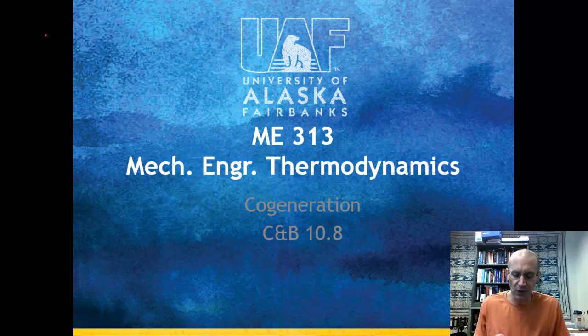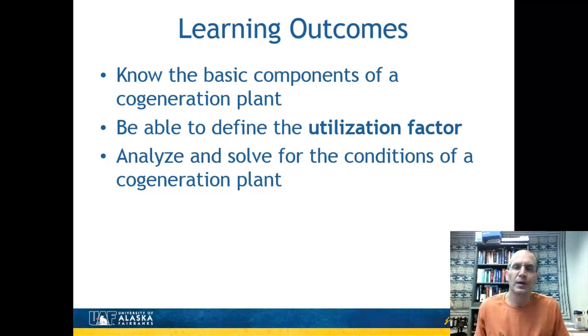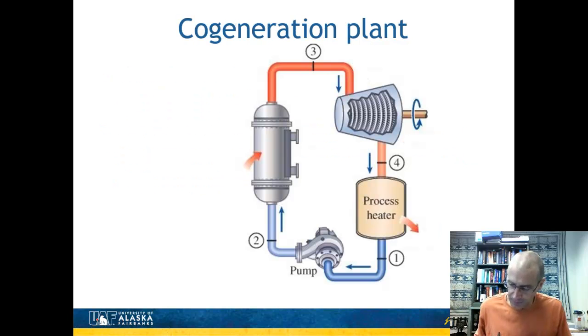The topic of this video is cogeneration, and the section in the textbook is 10.8. Here are the three learning outcomes for this video. At the end, you'll know the basic components of a cogeneration plant, you'll be able to define the utilization factor for that plant, and you'll be able to analyze and solve for all the conditions of a cogeneration plant.